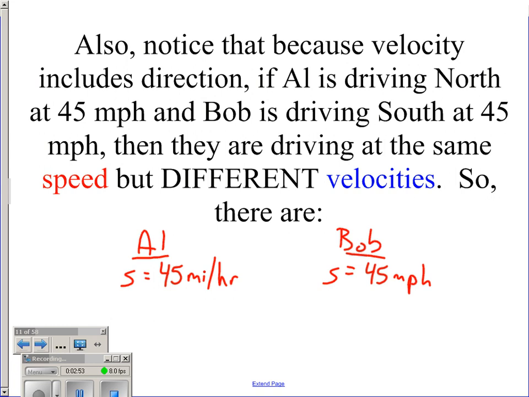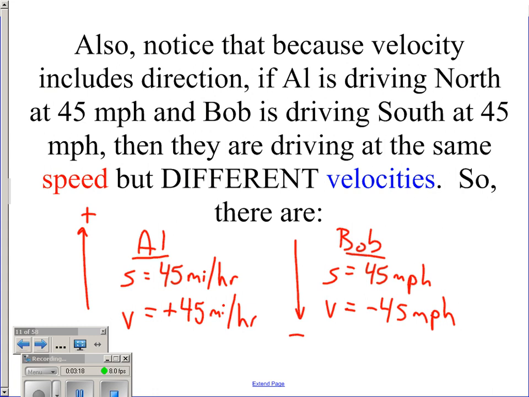All right, now, velocity is going to be different. The velocity for Al is going to be positive 45 miles an hour because he's going in a positive direction, in this case, north. Meanwhile, Bob is going south, which is a negative direction. So his velocity is negative 45 miles per hour.